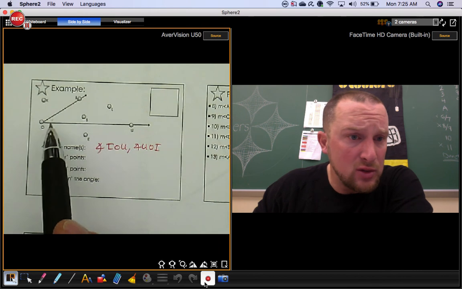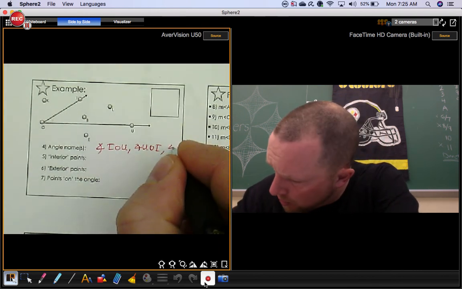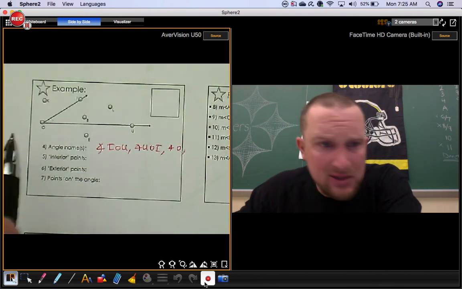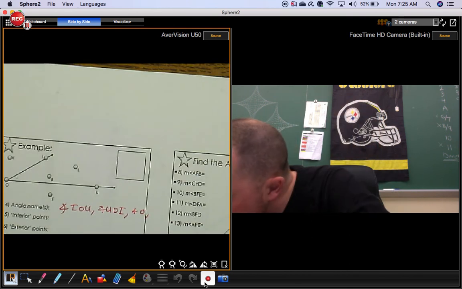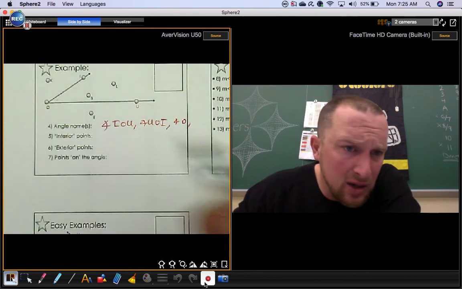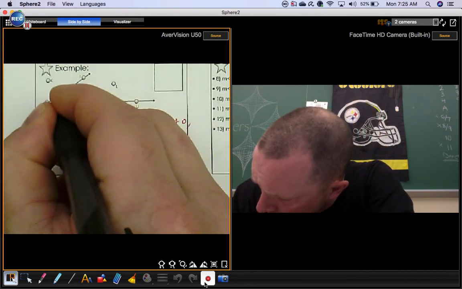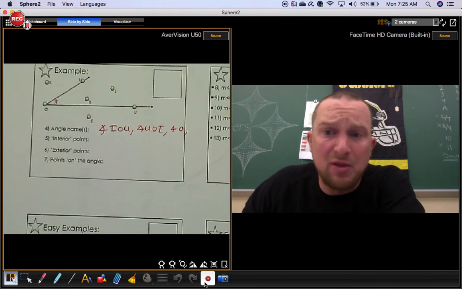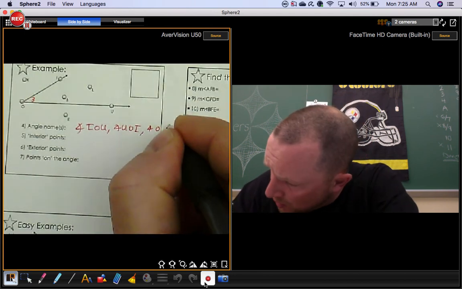Now you could also name this angle O. And sometimes there's a number in here and it kind of looks like there was supposed to be a number in there. I don't know. Let's just pretend there's a 3 there. We're going to call this angle 3.